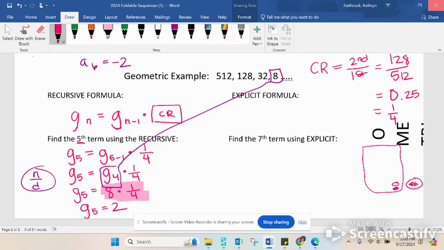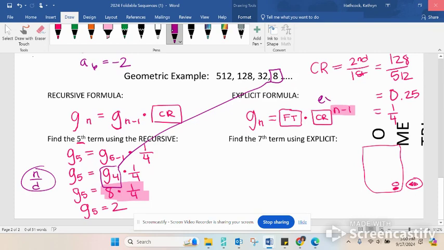Now we have one more formula to try. We are going to use our explicit formula, which is G_n equals my first term again, so FT standing for first term, times my common ratio. And this time, this n minus 1 is actually an exponent. So I'm going to highlight that because I think that's super important for us to remember. This is an exponent. And now I'm not finding the nth term, I'm looking for the 7th term. So this n becomes a 7.